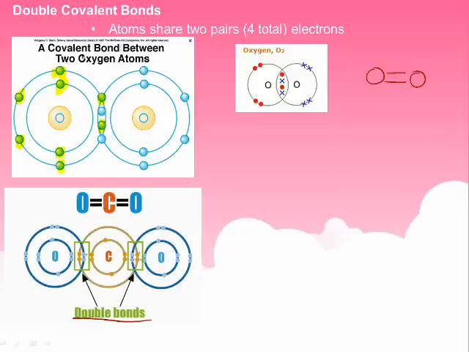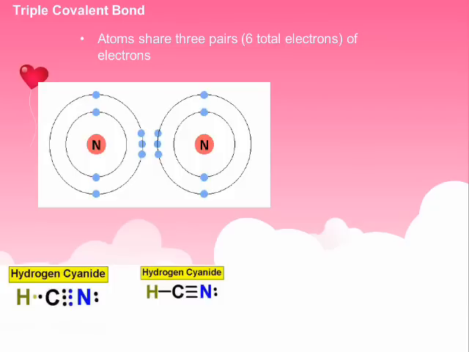So this carbon needs 4. The oxygens each need 2. The carbon really makes out. He had 4, now he has 8. So we have triple covalent bonds. Atoms will share 3 pairs of electrons.